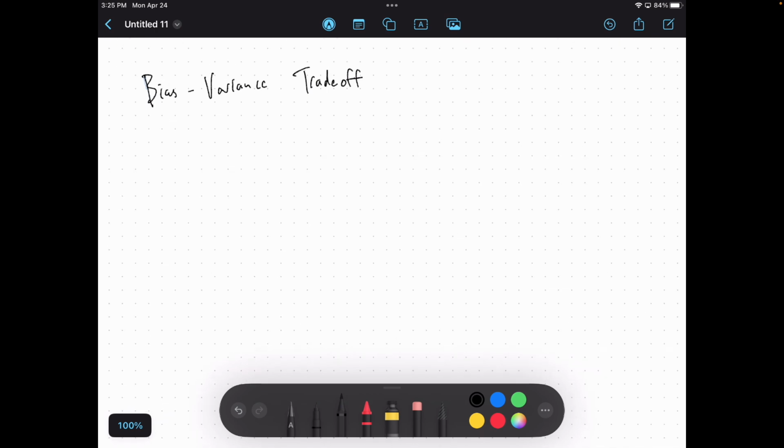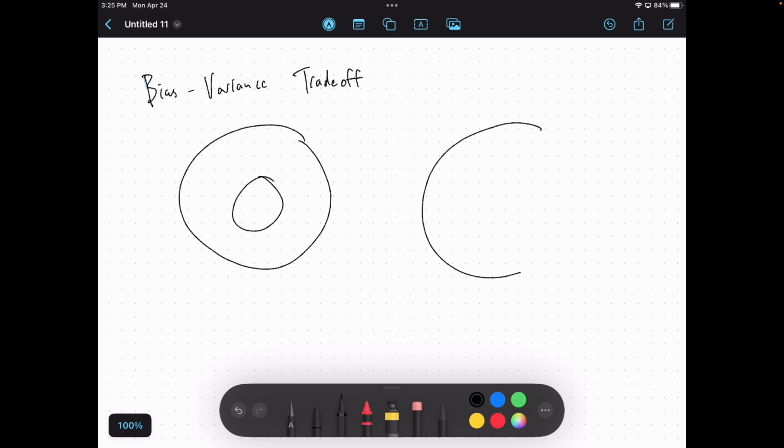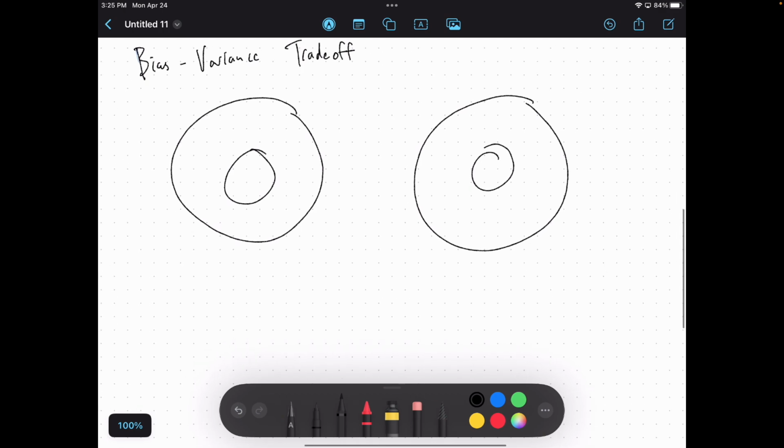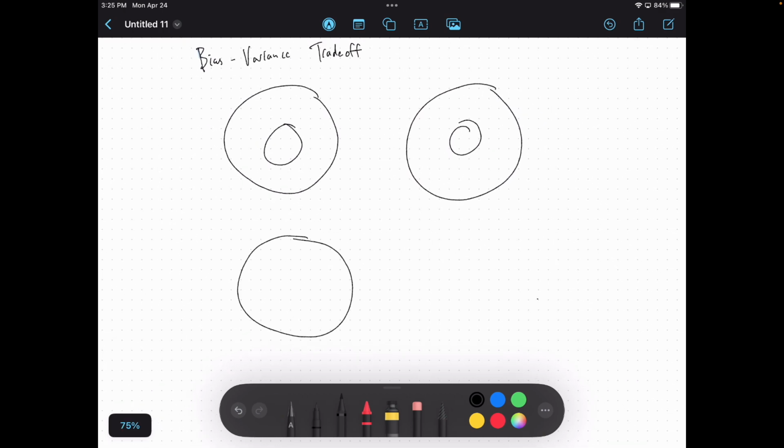So I can have a bullseye. It looks something like this. I'm going to draw a couple of these guys. Maybe you've seen these before. So pretend these are like targets on a dartboard. You can have something that looks like this, where I've thrown a bunch of darts and they land right in the middle. Okay, so this is an example of low variance as well as low bias.